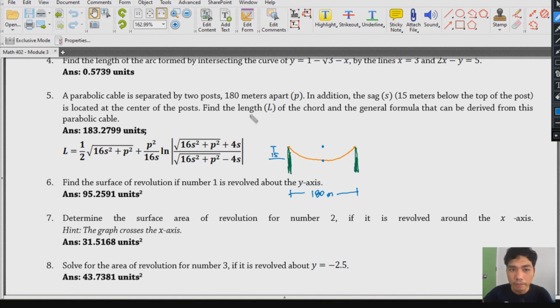And then we need to find the length of the chord and the general formula that can be derived from this parabolic cable. So what is your L, which is of course obtained from the formula of S. So that is simply S is equal to the integral from A to B, and then your square root of 1 plus f prime of x squared dx.